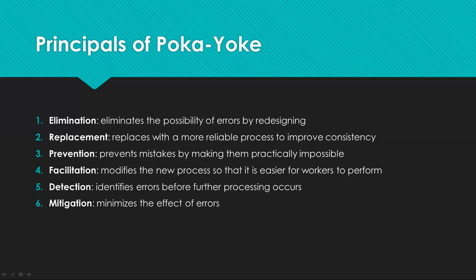Okay, and then we can see that we have 6 principles of Poka-Yoke. First is elimination. Just eliminates the possibility of errors by redesigning. Replacement replaces with a more reliable process to improve consistency. Prevention prevents mistakes by making them practically impossible. Facilitation modifies the new process so that it's easier to perform. Detection identifies errors before further processing occurs, and mitigation, you're minimizing the effect of the errors.